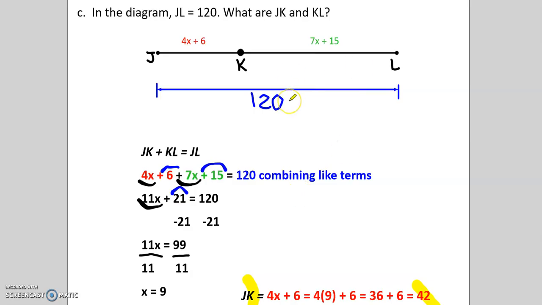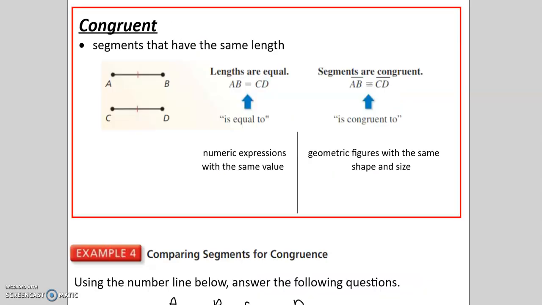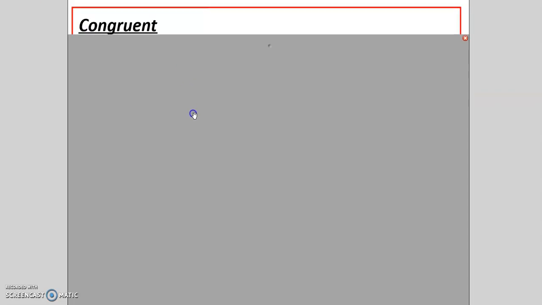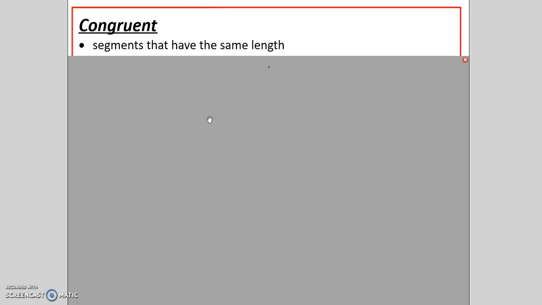We're going to do a practice of this. The last example for this section, and then we'll be finished with this section, is talking about this new topic of congruence. We're going to hit this vocab word all year long. Congruent means segments that have the same length. We've been talking about length this entire section. And there's a new symbol that we have to talk about.